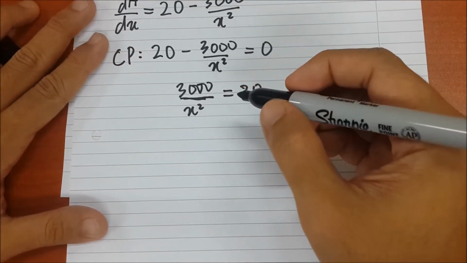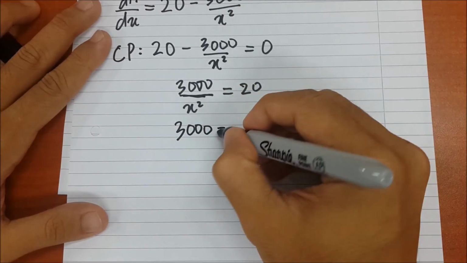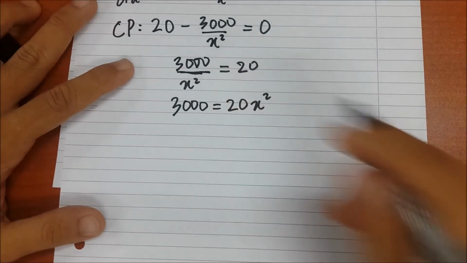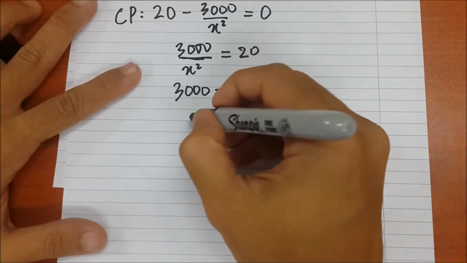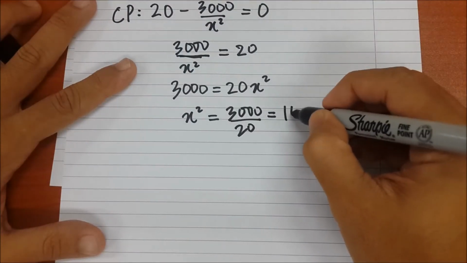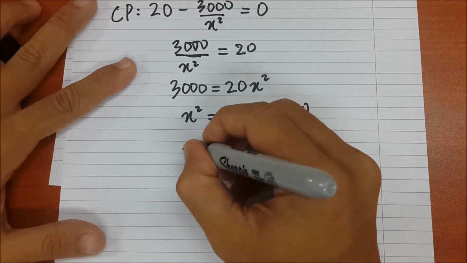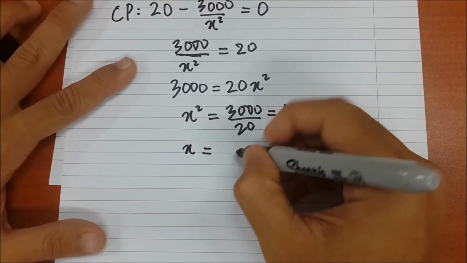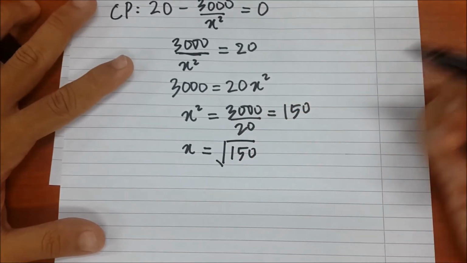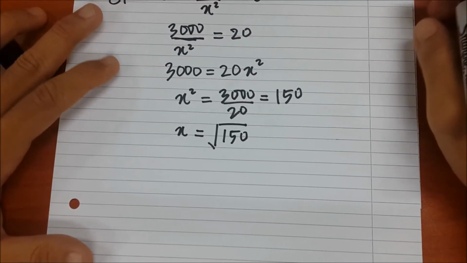Right, solving this, we are going to get 3000 over x squared equals 20. Multiply x squared on both sides, we get 3000 equals 20x squared, and 3000 divided by 20, we're going to get x squared equals 150. So we get our x equals square root of 150.